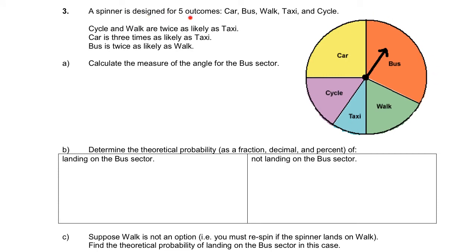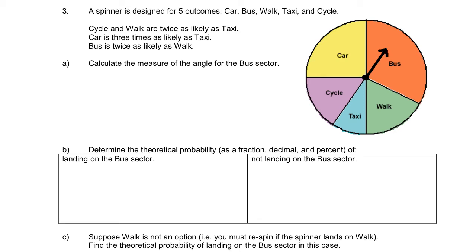A spinner is designed for 5 outcomes: car, bus, walk, taxi, and cycle. Cycle and walk are twice as likely as taxi. Car is 3 times as likely as taxi. Bus is twice as likely as walk. Calculate the measure of the angle for the bus sector.